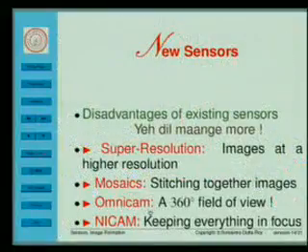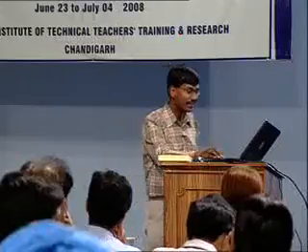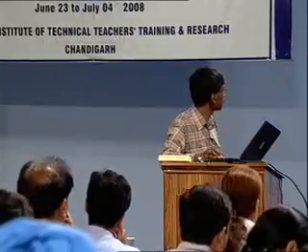Then there is an omnicam, that is an omnidirectional camera, a camera which has a 360-degree field of view, amazing, चारों ओर देख सकता है ये. And finally, we have something called a non-frontal imaging camera, which has every pixel equally focused. It's pretty interesting. Let us come to the first one, super resolution.